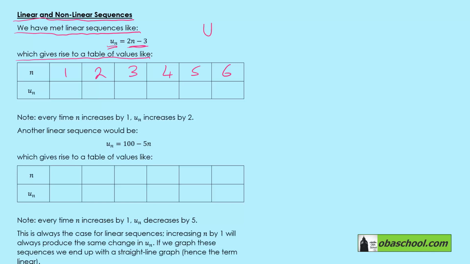When we substitute 1 into un to give u1, then we've got 2 times 1 take away 3. So we're substituting 1 in for n on the right hand side as well. So that's going to give us 2 take away 3, which is negative 1. Then substitute n equals 2, and we'll find that u2 is 2 times 2 take away 3. So that gives me 1. Then when we substitute 3 in, we'll find the answer is 3.